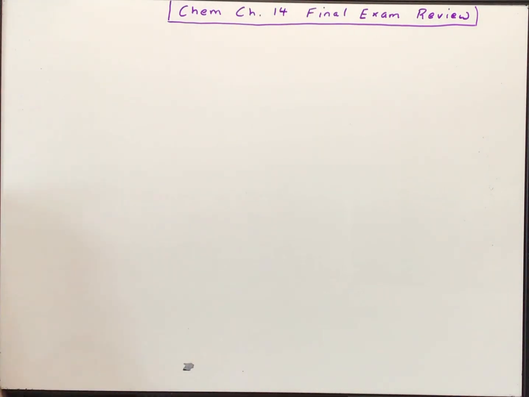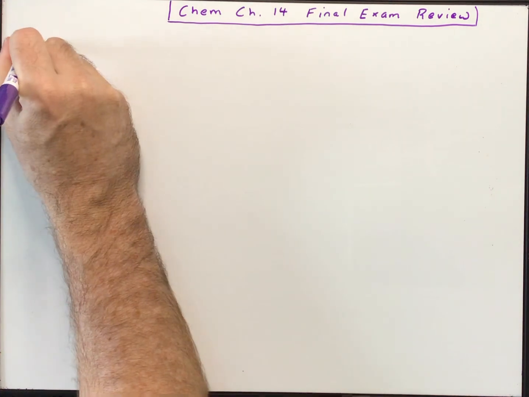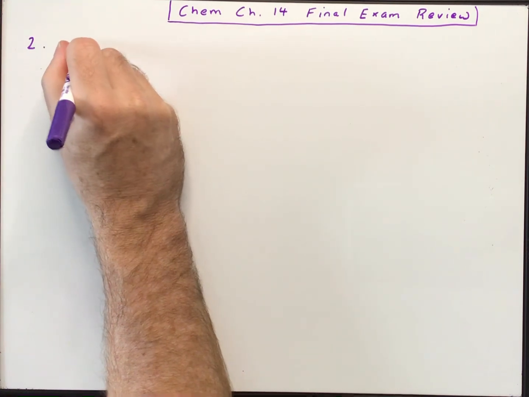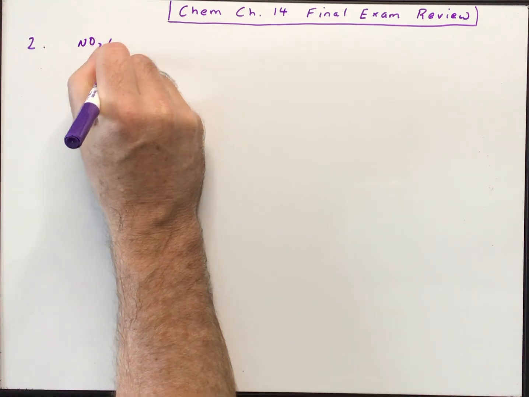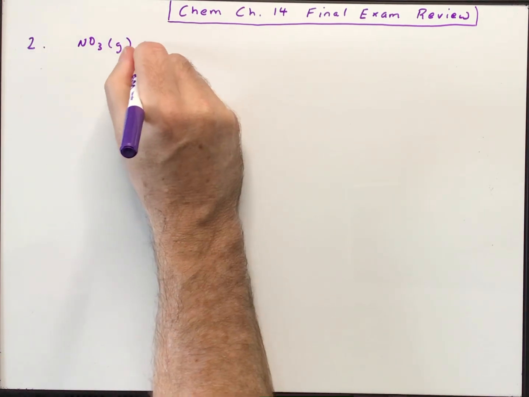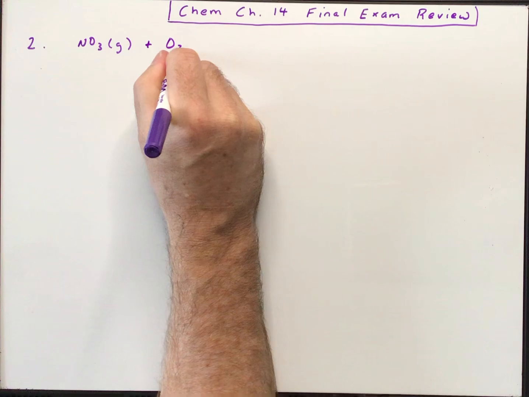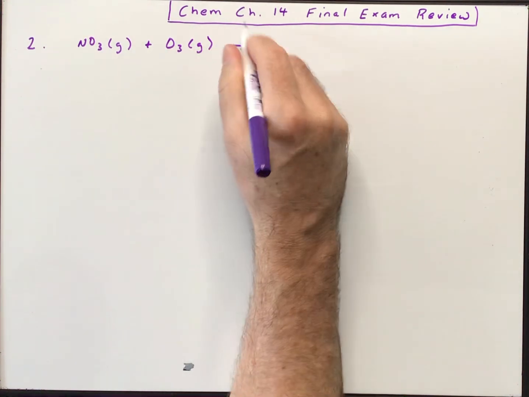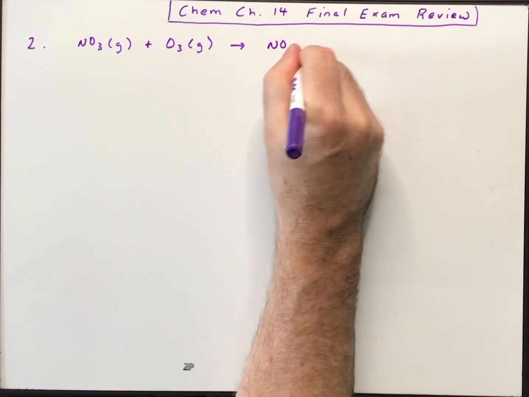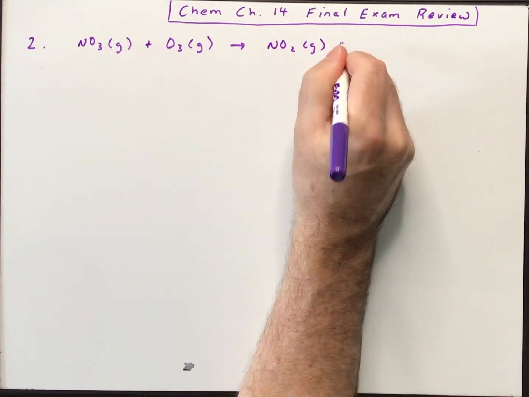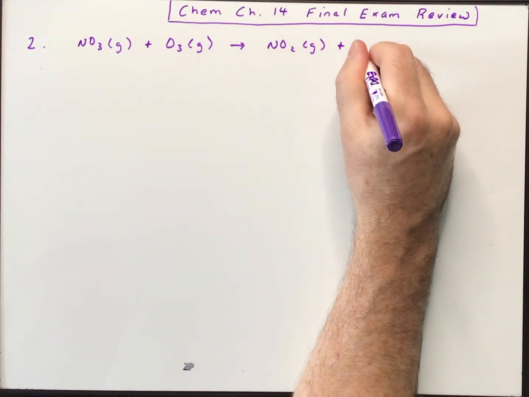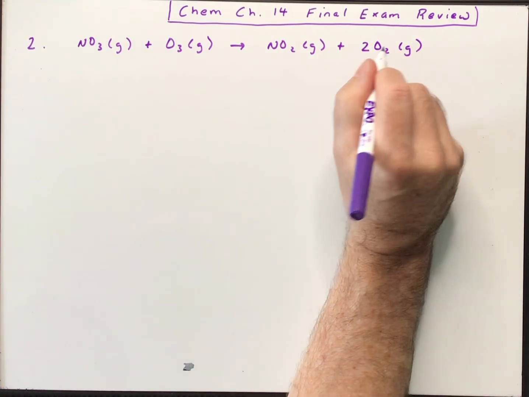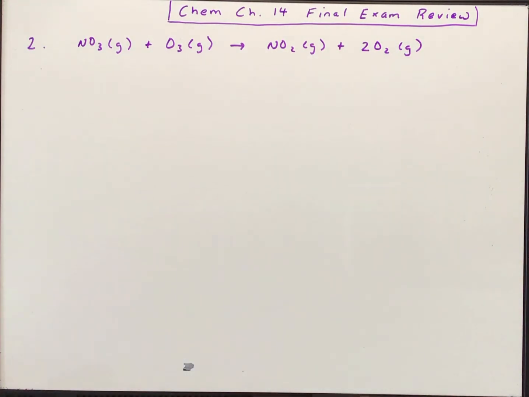So number 2 is a similar problem, where we have this reaction, NO3 plus O3 makes NO2 plus 2O2. Do you remember what O3 is? O3 is ozone. All right, and we have a data table there.